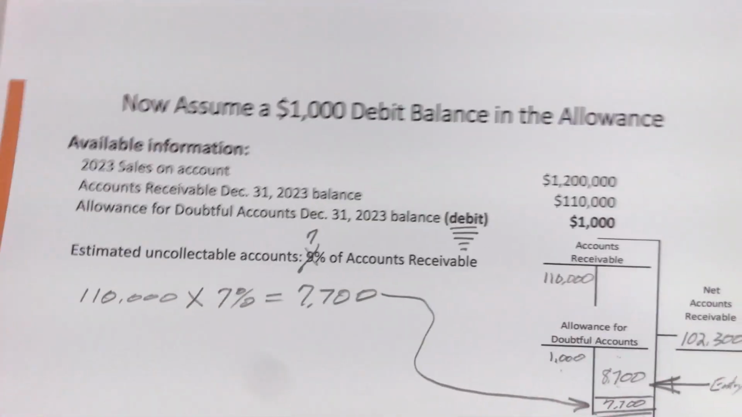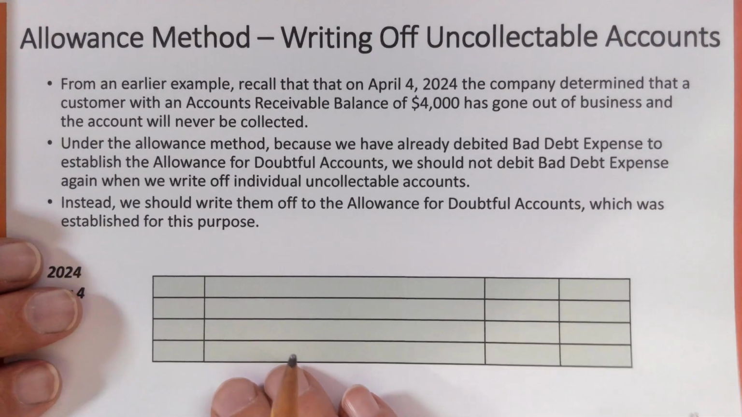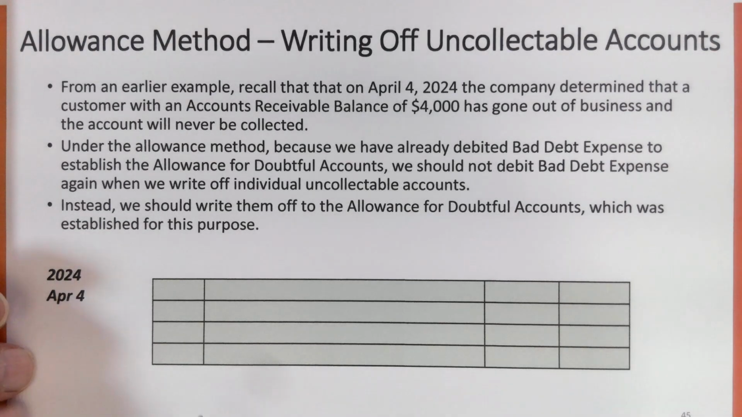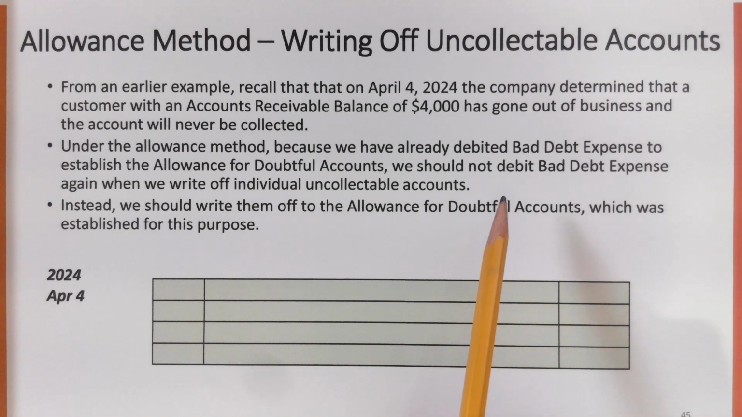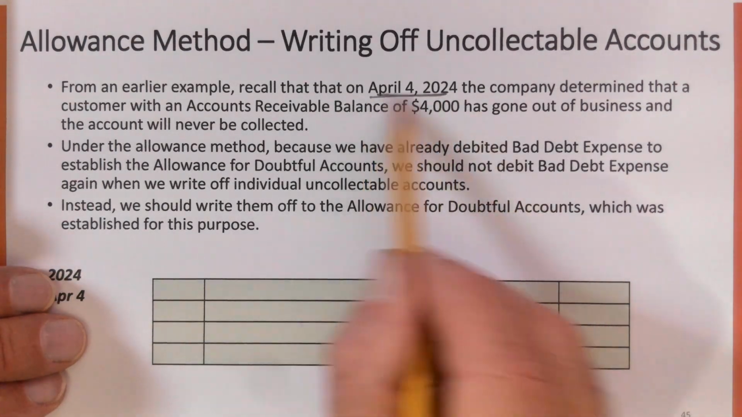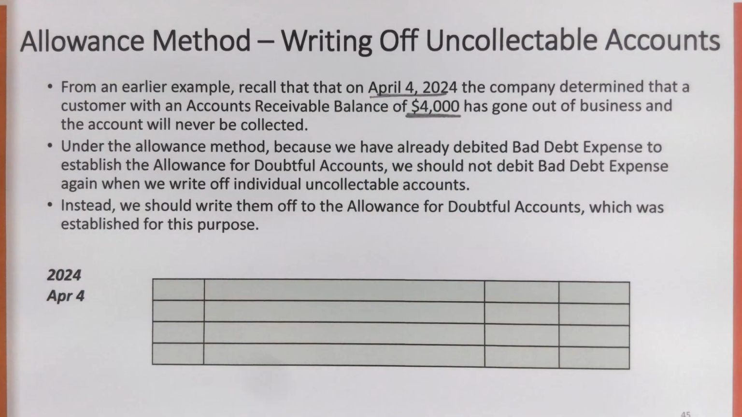So the next thing we got to do, now that we've got the allowance set up, went through year end, everything was great. The next year, lo and behold, remember on April 4th, we determined that this $4,000 sale that we talked about earlier in the presentation is going to be uncollectible. We are never going to get that money.